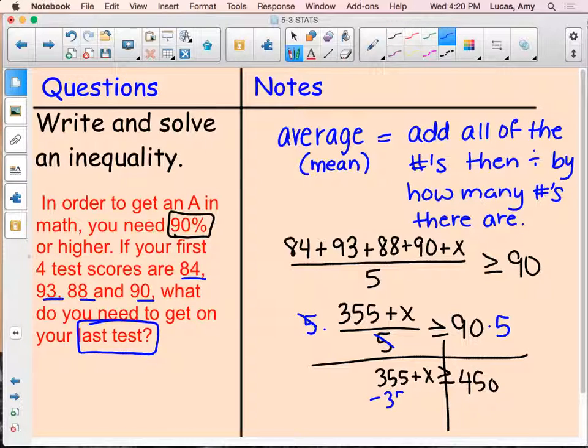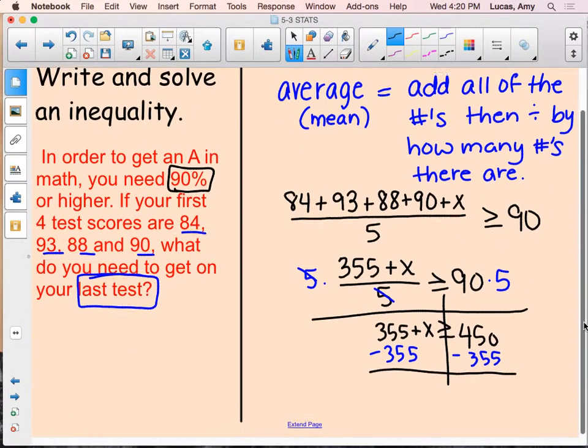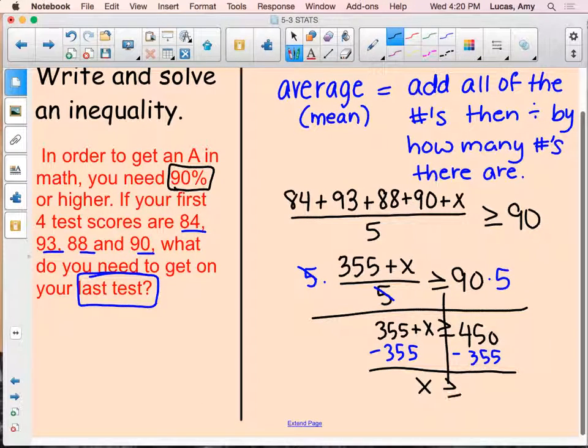So if I subtract 355 on both sides, I should have that final test score that I need in order to get an A. So 450 minus 355 is 95. So to answer the question, what do you need to get on your last test? I can say you need a 95 or higher on your last test to get an A.